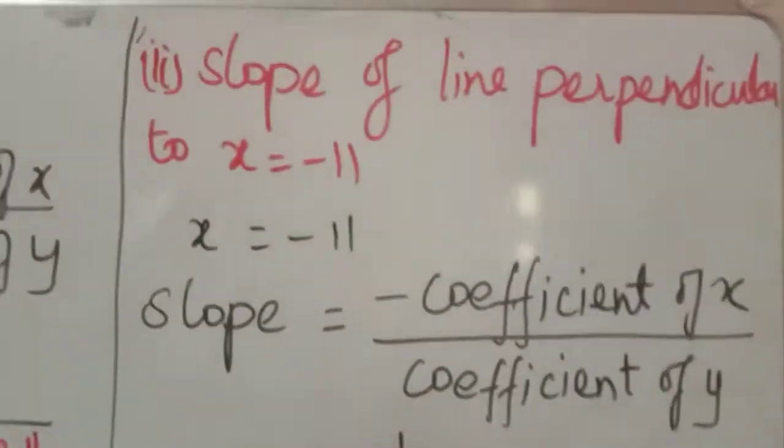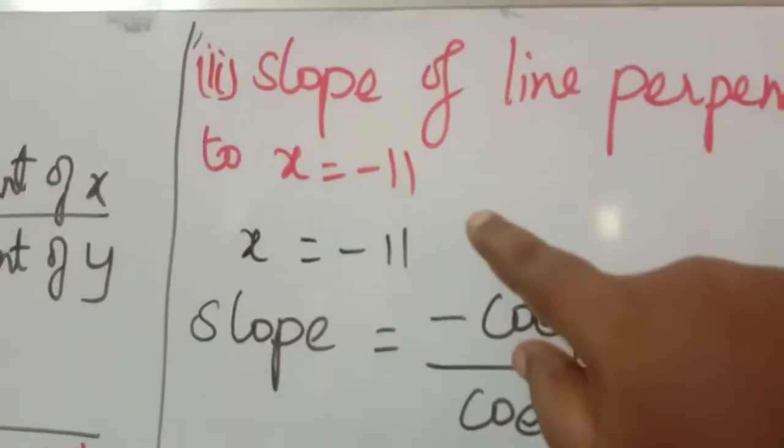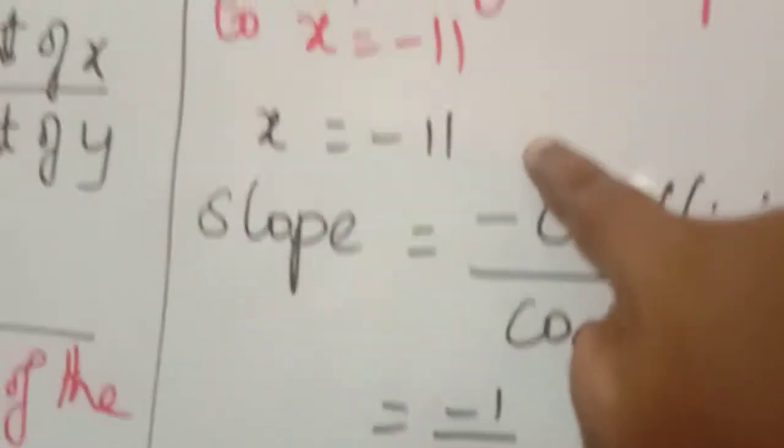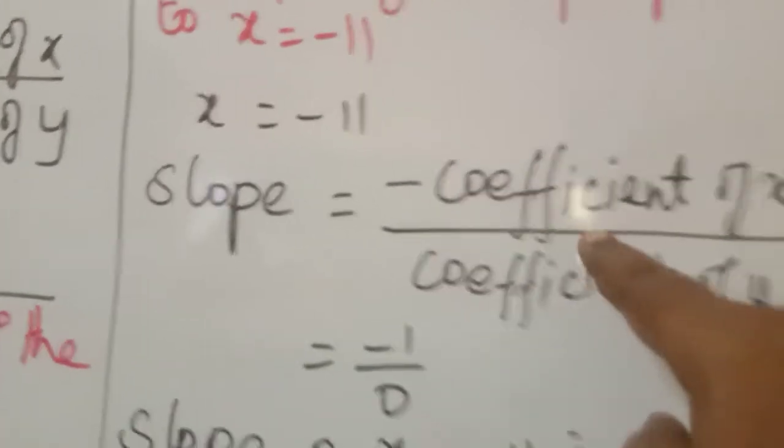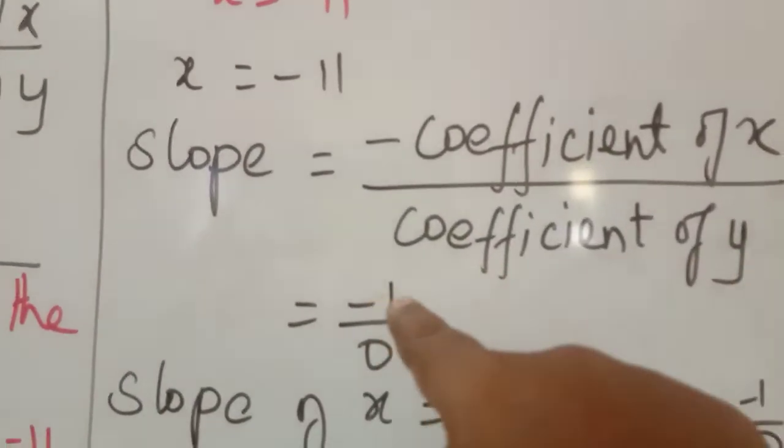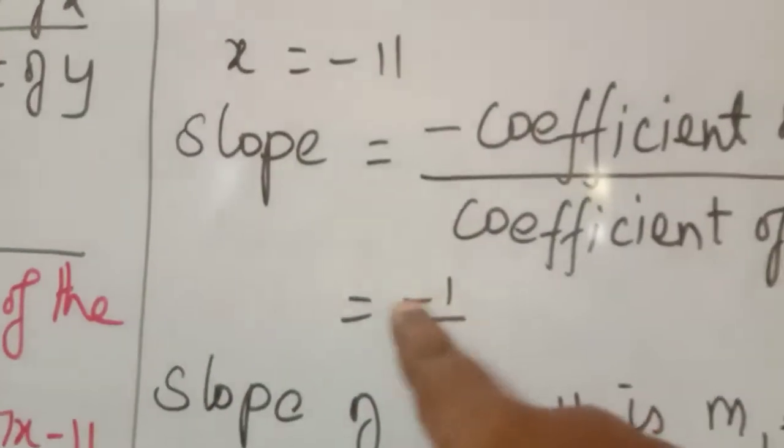Okay. Second subdivision, slope of line perpendicular to x equal to minus 11. One line is given. This line is x is equal to minus 11. We have to find the slope of this line. What is m2? If you know m1, it is easy for us to find m2. Equation of this line is x equal to minus 11. We want to find the slope of this perpendicular line. So from this line, what is the slope? Slope is equal to minus coefficient of x by coefficient of y. So minus coefficient of x is 1. So 1 by y is not there.